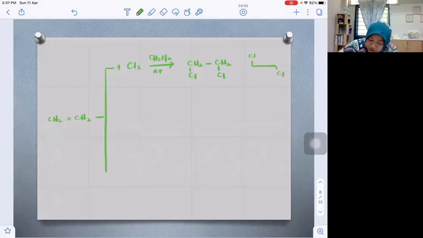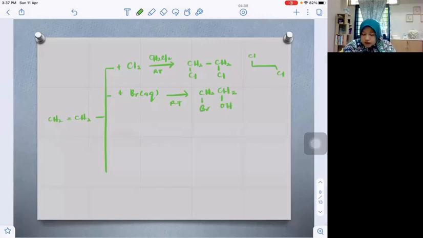Then the second one, reaction with a halogen, let me use bromine, but in H2O, so aqueous bromine, and it also happens at room temperature. So we will get the halo alcohol as the major product, which is CH2Br-CH2OH. This is what we call the halo alcohol.